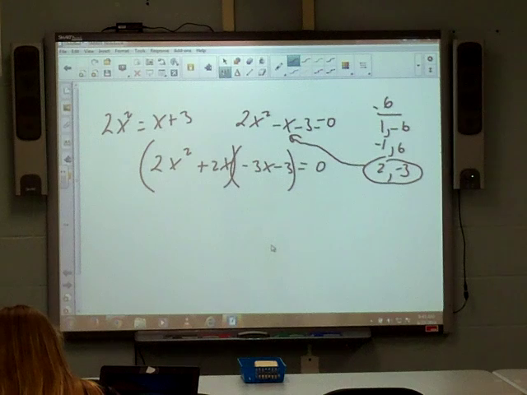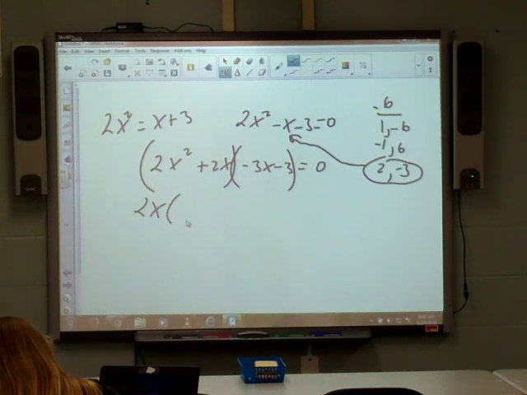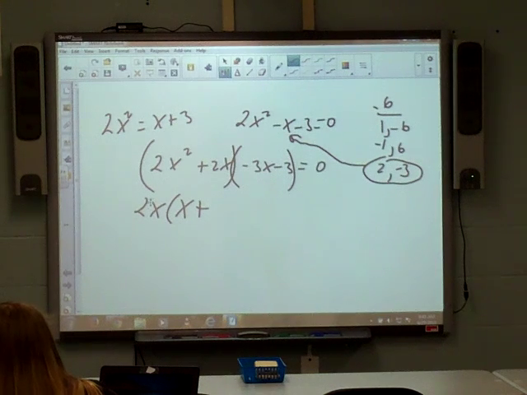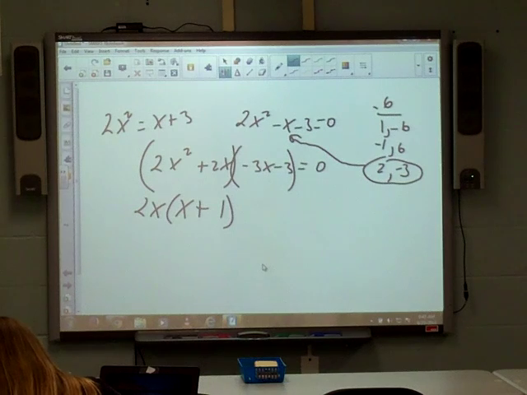What do I see as my GCF in that first group? 2x. The 2 and an x. They both have a 2 and they both have an x. If I divide that, 2 divided by 2 is 1. What's x squared divided by x? 1x. I got a plus sign. 2x divided by 2x. What's something divided by itself? 1. Good job.